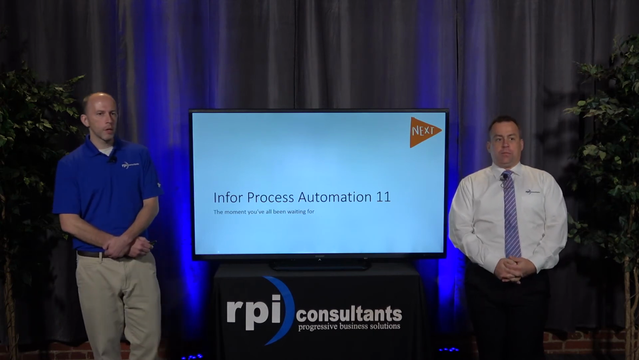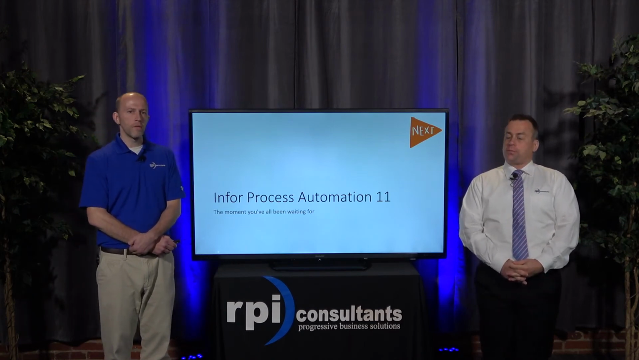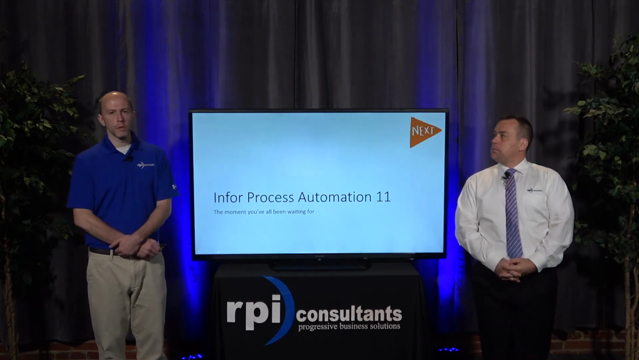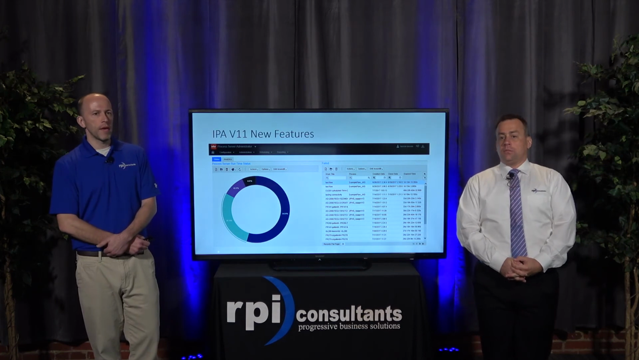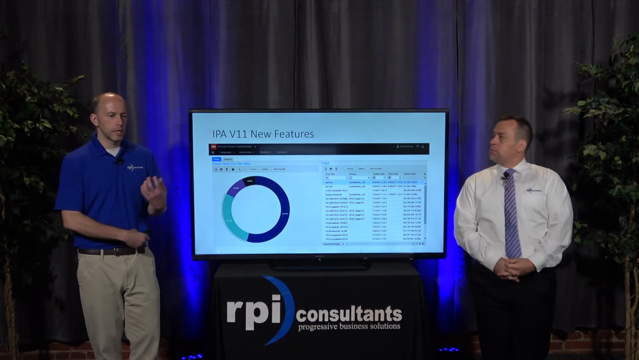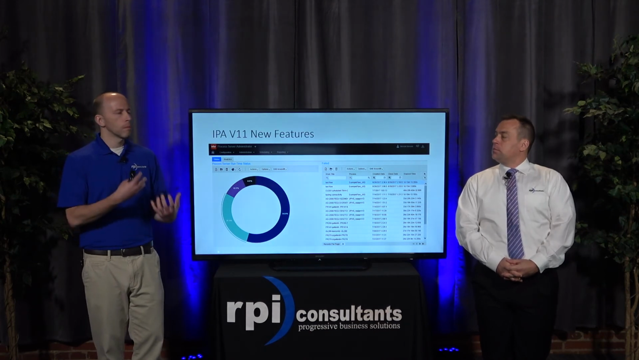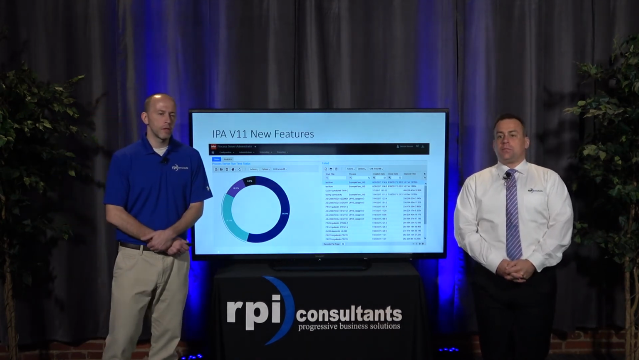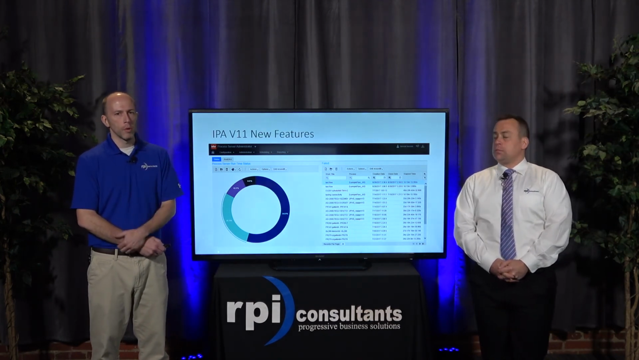All right, now we're going to touch on Infor Process Automation version 11, just some of the new features that are available and some of the ways that they can be used. So first up, of course, is the new HTML5 interface. In version 10.1.1, there was a web interface. It was a little clunky, unfriendly. So a lot of new features and enhancements were done to make it more streamlined and more user-friendly.